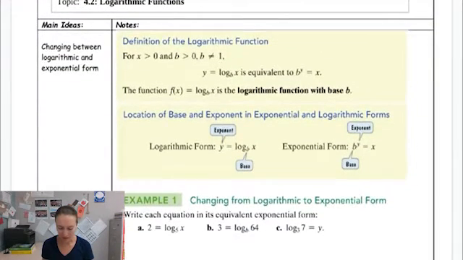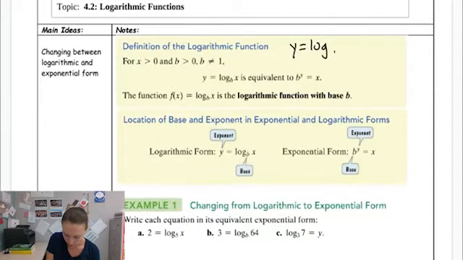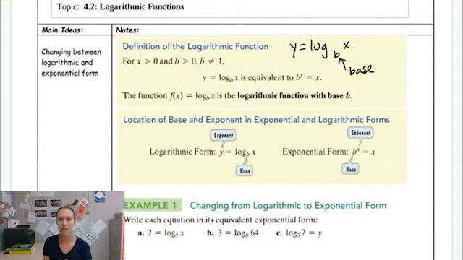So the definition of a log function: for x greater than 0 and b greater than 0, b can't be 1. We have y equals the log base b of x. Now, this log function is equivalent to the exponential function b to the y equals x. So one of the things I want you to note is when I have y equals the log base b of x, this is the base, and it's going to remain the base when we switch it to exponential form. Now this ends up being the exponent.